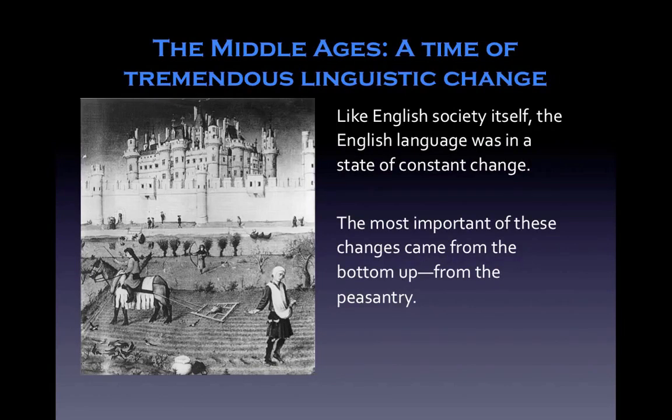But it was also a time of tremendous linguistic change. Things like dictionaries didn't exist, and while British culture was by this time a written culture, unlike back in the Anglo Saxon days, the only people who could read or write were members of either the aristocracy or the clergy. Consequently, in the 350 years of the Middle Ages, the English language changed rapidly, and the most important of these changes came from the bottom up. That is to say, they came from the peasantry.